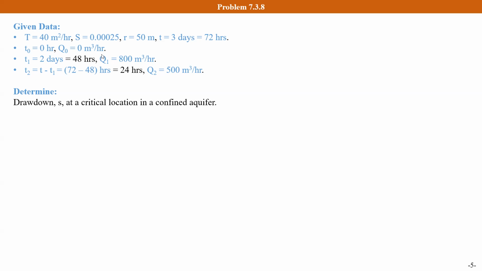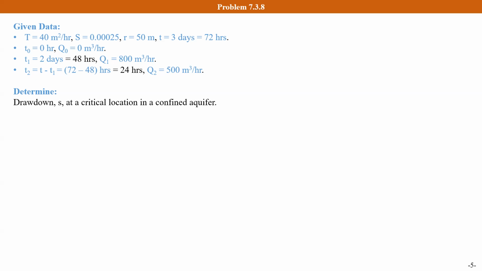And we pumped water at 2 different flow rates. For the first 2 days, we pumped water with a flow rate of 800 cubic meters per hour. And in the remaining time, we pumped water with a flow rate of 500 cubic meters per hour. We need to determine the drawdown at a critical location in a confined aquifer.